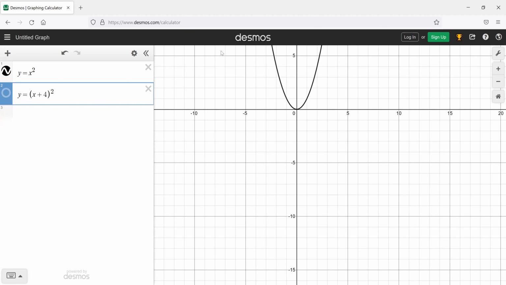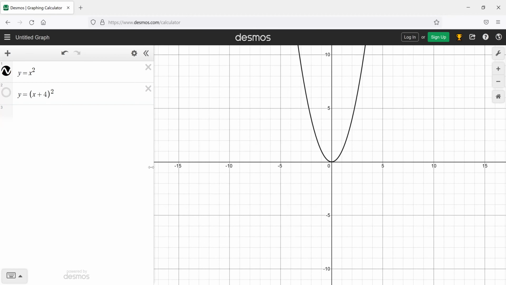What does x plus 4 squared do? Inside parentheses. X plus 4 squared stays the exact same, but it goes to the left 4 times. Left 4 units. You got it.